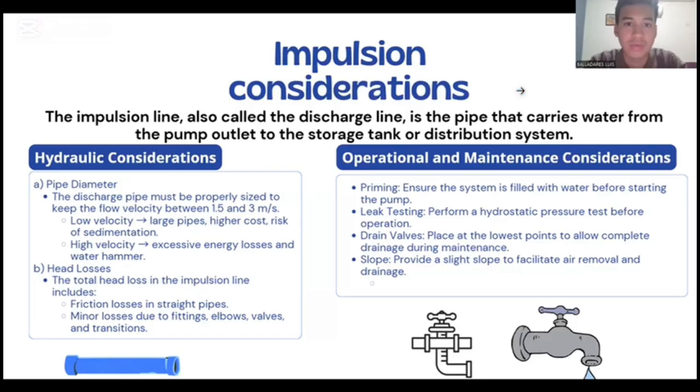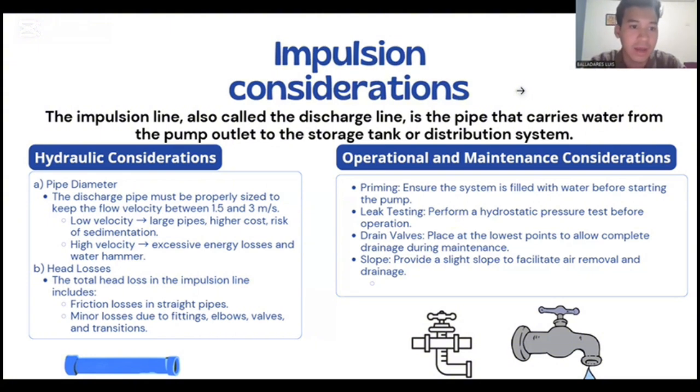Hi, my name is Luis Valladares, and I'm going to continue the presentation with the impulsion considerations. First we need to know what the impulsion line is. The impulsion line, also called the discharge line, is the pipe that carries water from the pump outlet to the storage tank or distribution system.